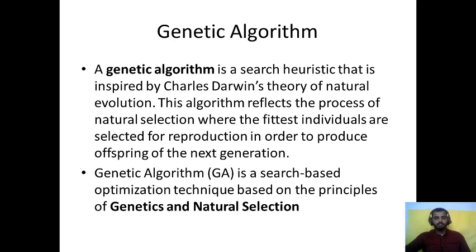Now let's see what it says further. A genetic algorithm is a search-based optimization technique based on the principle of genetics and natural selection. So it is based on genetics and natural selection. For example, I'll give you the example of a child. The child has the properties of the father as well as the properties of the mother, plus it has its own properties.